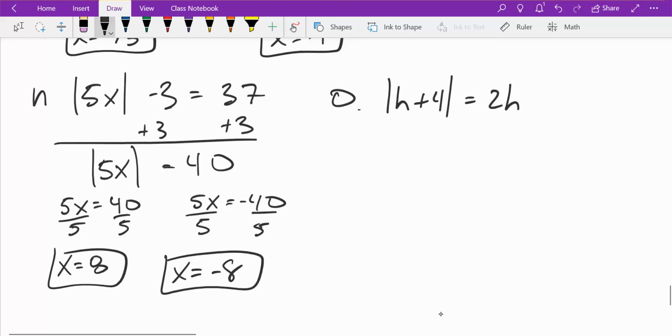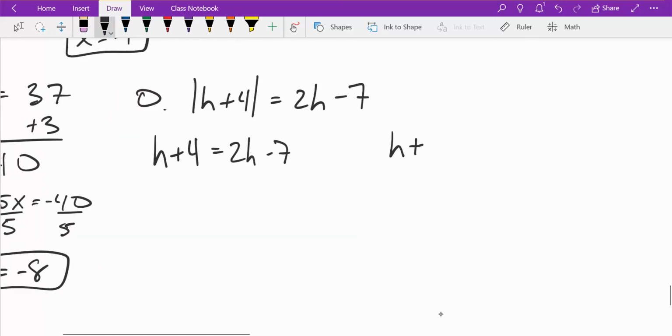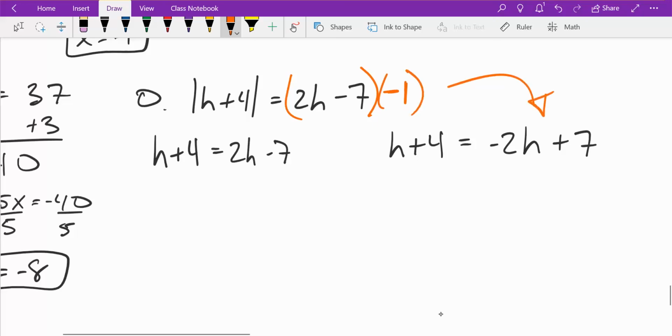equals 2h minus 7. So this is h plus 4 equals 2h minus 7, and then our negative side would be h plus 4 equals negative 2h plus 7, because I'm multiplying this by negative 1 to get that. Negative 1 times 2h makes negative 2h. Negative 1 times negative 7 makes positive 7. So there's our negative side to that.